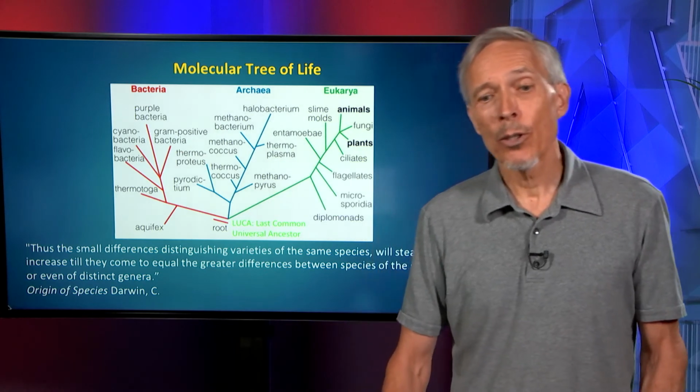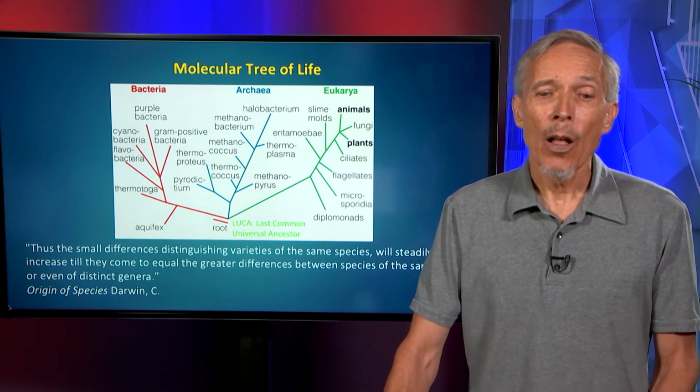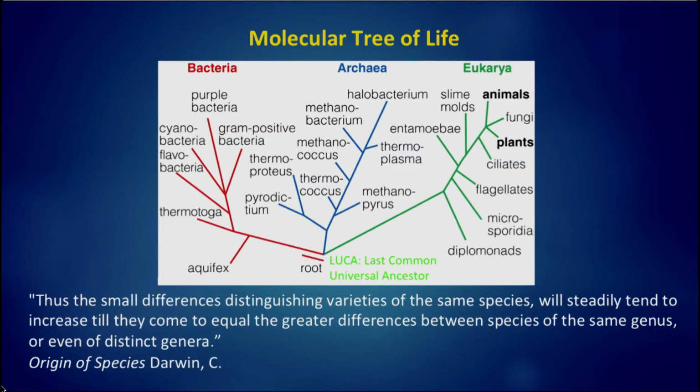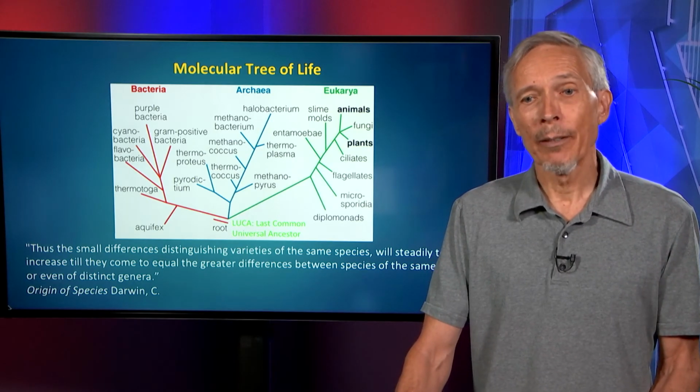Here are now the words of Charles Darwin from his famous book, Origin of Species. "Thus, the small differences distinguishing varieties of the same species will steadily tend to increase until they become equal to the greater differences between the species of the same genus, or even of distinct genera." This molecular tree of life is a fundamental piece of modern biology to tell us about the world we live in.